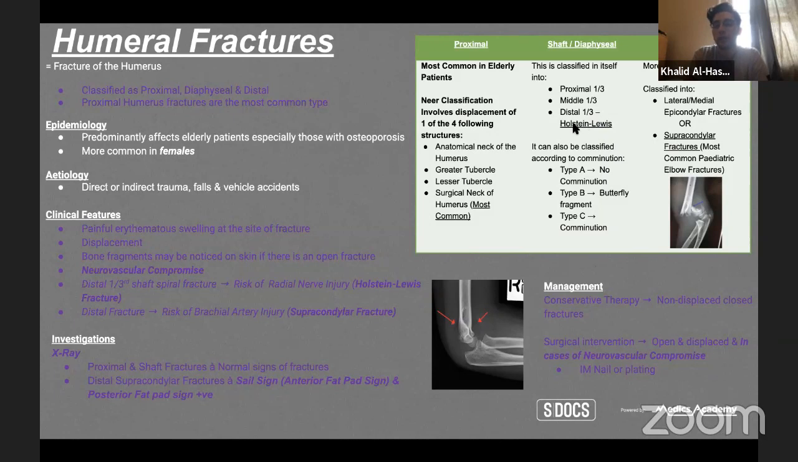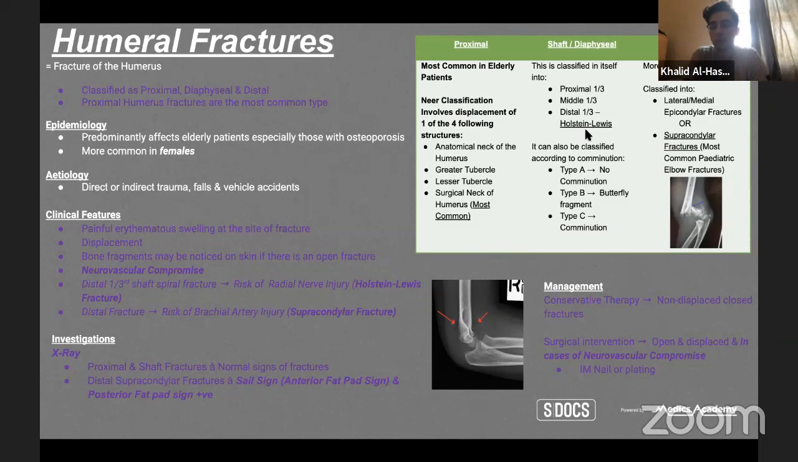The reason for this is because it is known as a Holstein-Lewis fracture. A Holstein-Lewis fracture is a fracture of the distal third of the shaft. Generally, the reason why it's important is that the radial nerve tends to wrap around the humerus following the radial groove, closer towards the distal portion of the shaft. Therefore, a fracture there also causes potential palsy by damaging the nearby radial nerve.